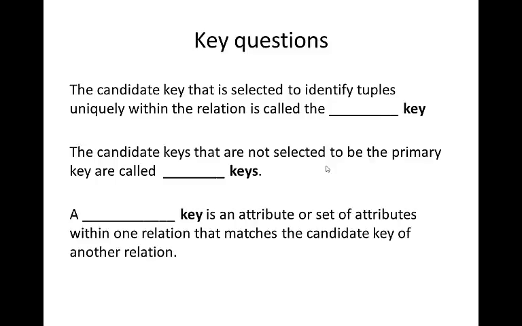Alternate keys, yeah, I know. It's all right. Sorry? A trick question. A something key is an attribute, a set of attributes within one relationship that matches the candidate key of another relationship. Foreign, yeah, okay.